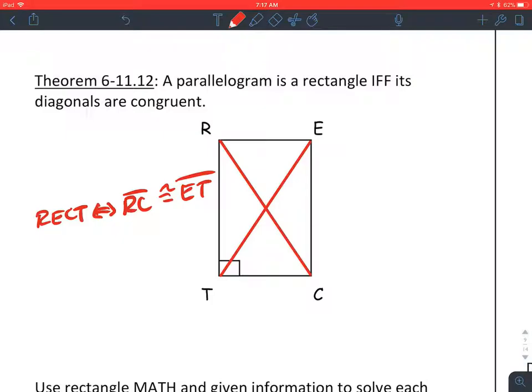And you can say that in either way. You can say if it's a rectangle, the diagonals are congruent, or you can say if the diagonals are congruent, then it's a rectangle. That's what if and only if means.